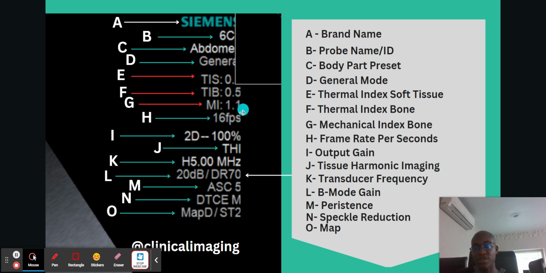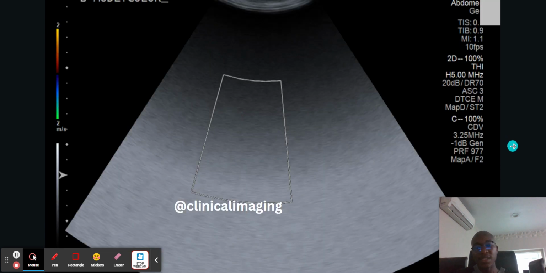There's always TIS, TIB, MI, frame rates per second, the preset you are working with, and the ID of the probe. Depending on the machine, you might have THI, tissue harmonic imaging, available as an option. You will always see the frequency you are operating with. You will always see the decibel of the B mode gain and dynamic range. So these are very common.